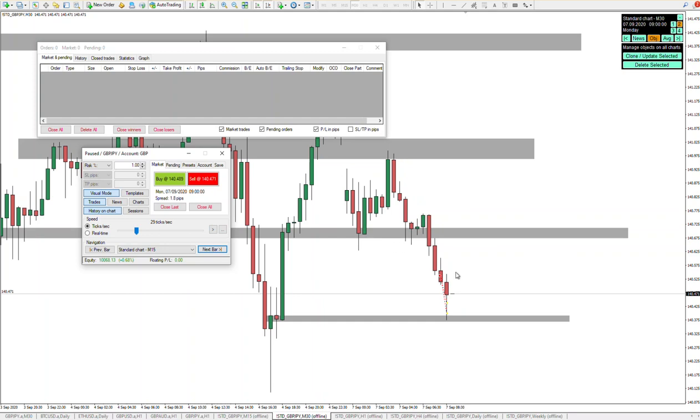Yep. So look at that. I think closing there is really beautiful. Could have made it with the full position, but I'm happy.